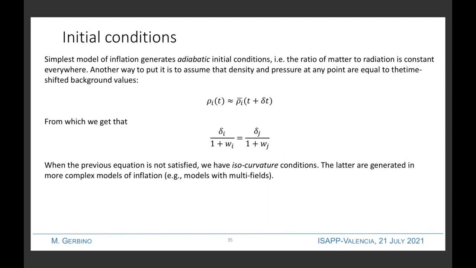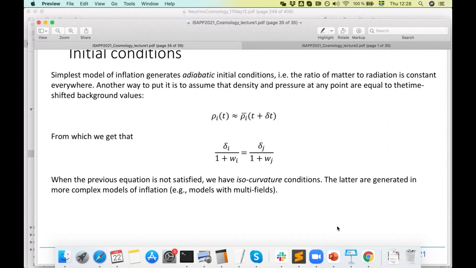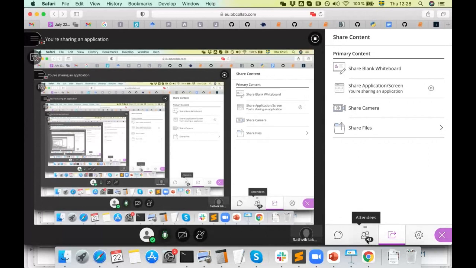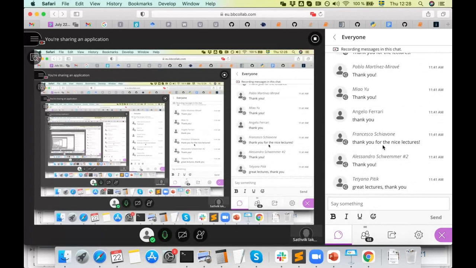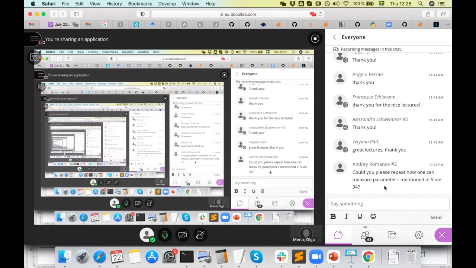Okay. I'd like to move to the second lecture now, but before doing that, I'd like to ask if we have questions from people. Questions for Martina? Okay, there is one. Could you please repeat how one could measure the parameter R mentioned in slide 34? I think that Andrei Romanov is referring to the tensor to scalar ratio.